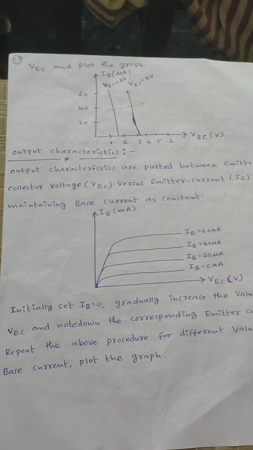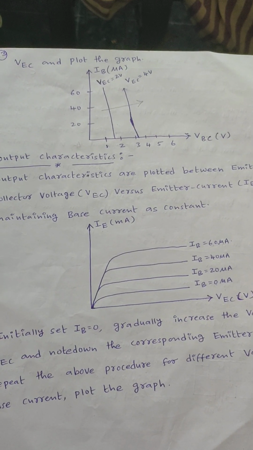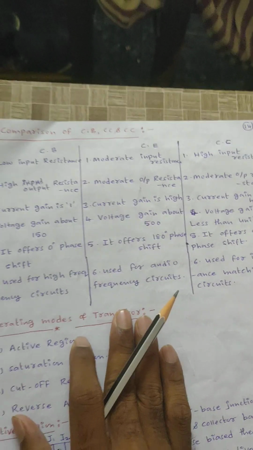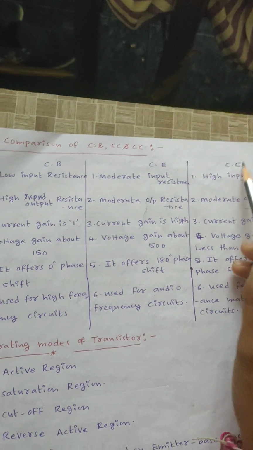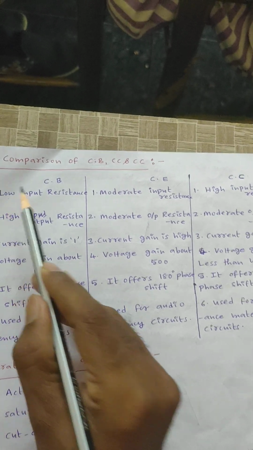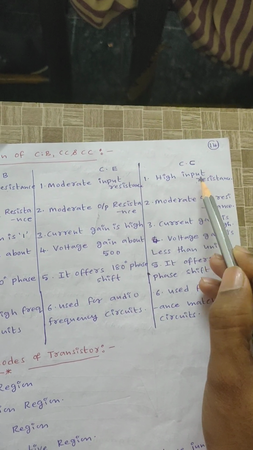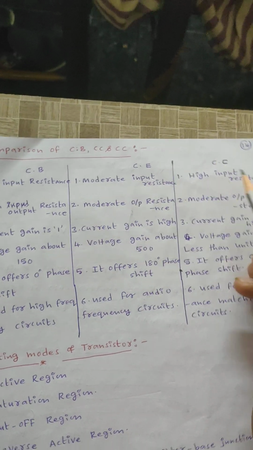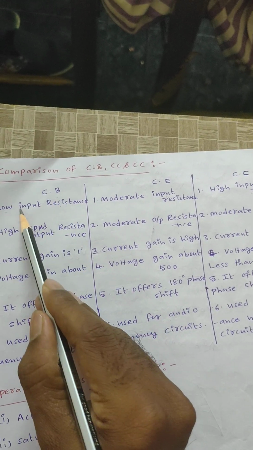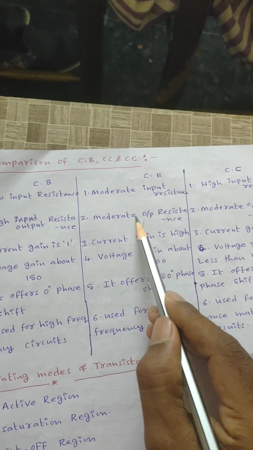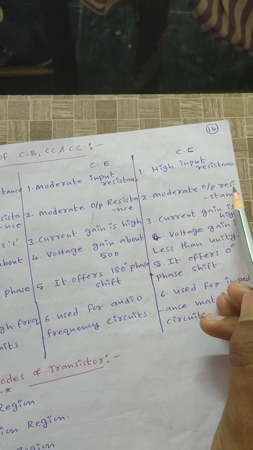Now we observe all those waveforms, that means all those characteristics of common base, common collector and common emitter configuration. If we compare those three, from the VI characteristics, the common base configuration has low input resistance, whereas the common emitter configuration has moderate input resistance, whereas the CC configuration has high input resistance. Common base configuration has high output resistance, which is always opposite: when input resistance is low, output resistance is high. Here it is moderate and output resistance is also moderate. Here also moderate but slightly less, and the output resistance is moderate.